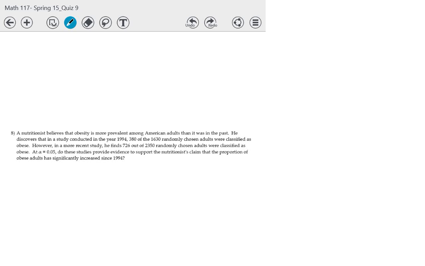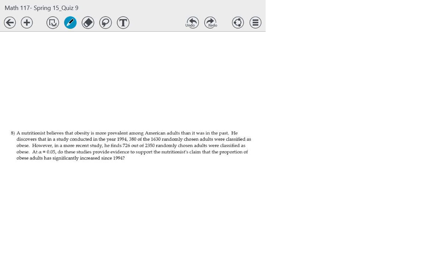So question number 8 says, a nutritionist believes that obesity is more prevalent among American adults now, I guess, as opposed to in the past. He discovers that in a study conducted in 1994, 380 of the 1630 randomly chosen adults were classified as obese. In a more recent study, he finds that 726 out of 2350 randomly chosen adults were classified as obese. Okay, so at alpha equal 0.05, do the studies provide evidence to support the nutritionist's claim that the proportion of obese adults has significantly increased since 1994?